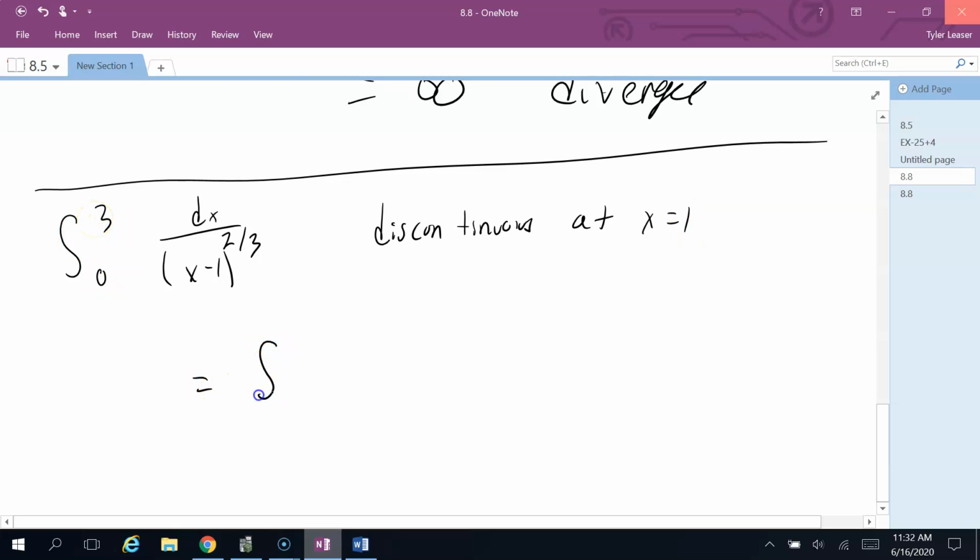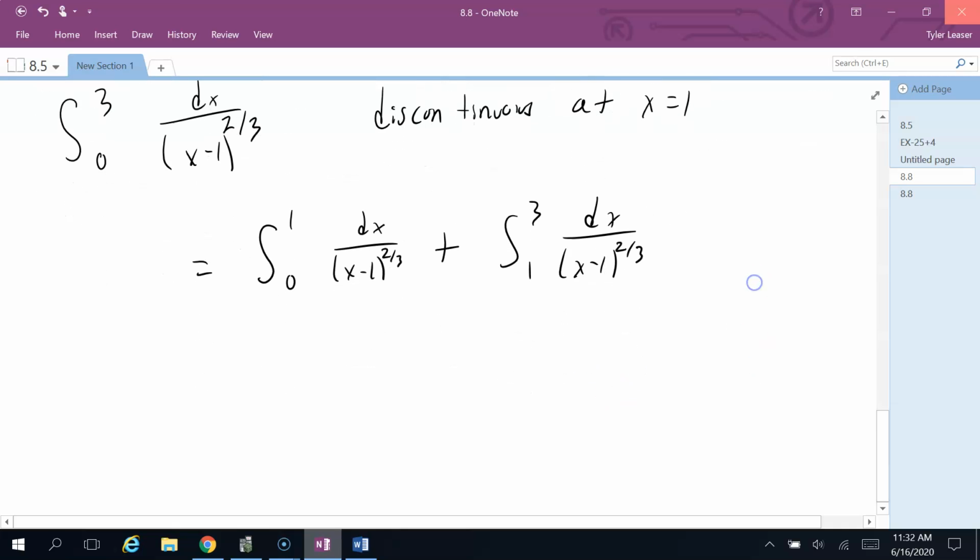What that means is that we're going to have to split this up, having the integral from 0 to 1 of dx over (x minus 1) to the 2/3, plus the integral from 1 to 3 of dx over (x minus 1) to the 2/3. And then for both of these, we're going to have to do that limit. So we're going to do the limit as b approaches 1 from the left for this first integral, the integral from 0 to b of dx over (x minus 1) to the 2/3.